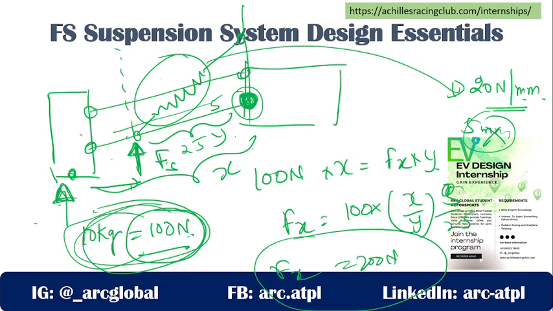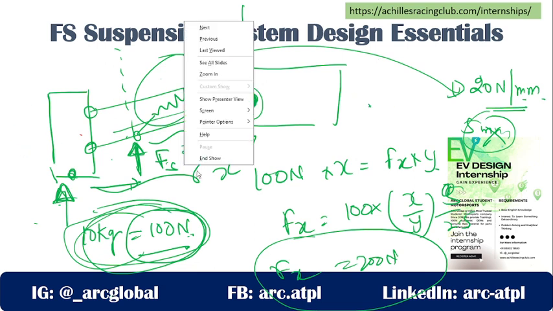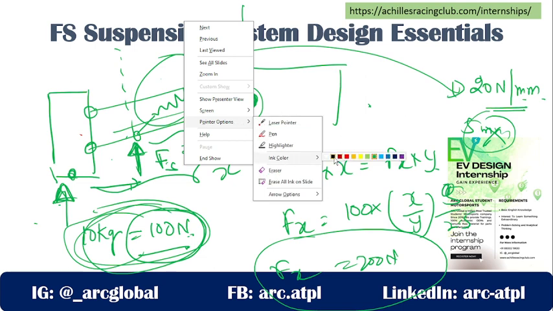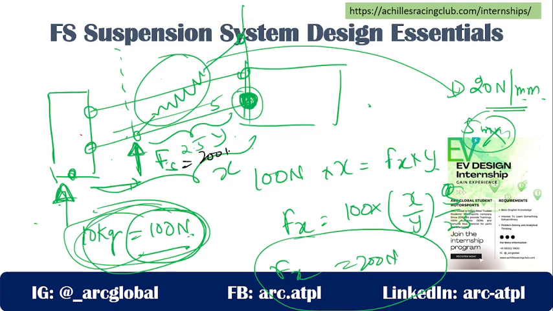Okay. So now you can see this is my suspension. Changing the color of my pen. The force acting here is 200 Newton. I applied the 100 Newton, but the acting vertical force is 200 Newton. But to compress the spring, I need to have this particular force.